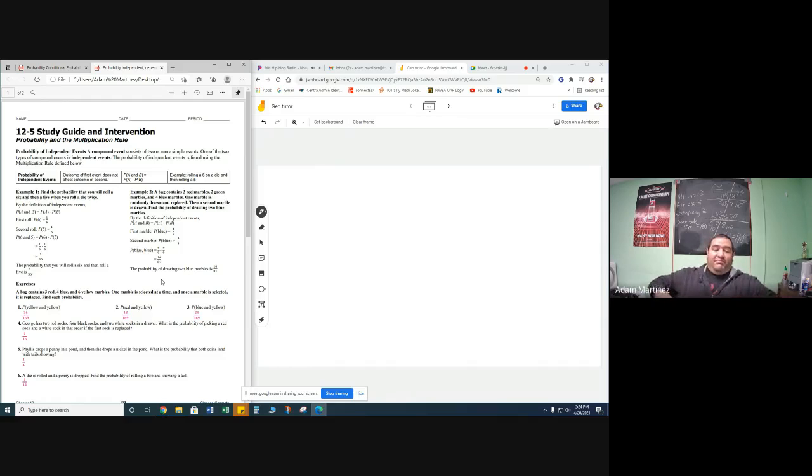A dependent probability would be one where the first thing affects the second thing happening. For example, what is the probability of me having an umbrella given that it's raining outside? Well, given that it's raining affects the probability that I'm going to have an umbrella. So those are dependent.